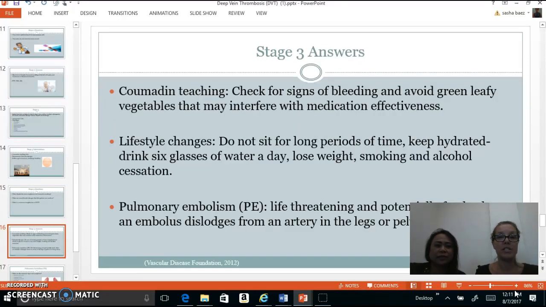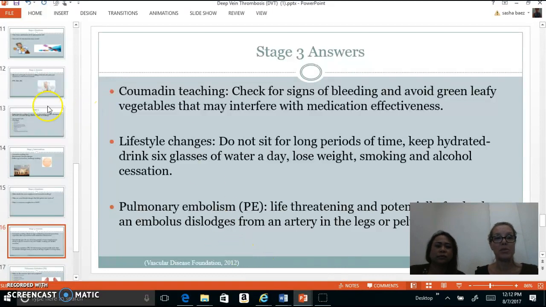With Coumadin teaching, check for signs of bleeding, and avoid green leafy vegetables that may interfere with medication effectiveness. Lifestyle changes: do not sit for long periods of time, keep hydrated, drinking at least 6 glasses of water a day, lose weight, eliminate smoking and alcohol, and try to work out. Pulmonary embolism is life-threatening and potentially fatal when an embolism dislodges from an artery in the legs or pelvis to a lung artery.